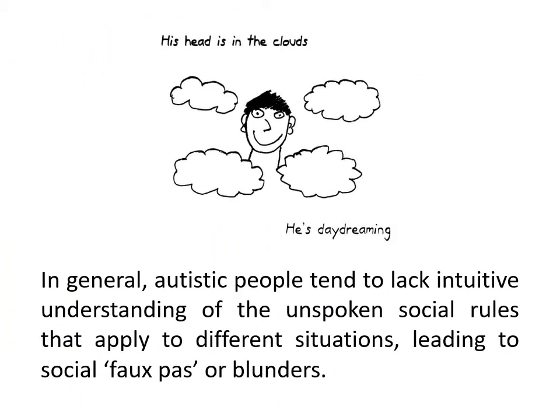So in general, autistic people tend to lack intuitive understanding of unspoken social rules that apply to different situations, leading to social faux pas or blunders or mistakes. For special people, because of their condition, they really lack that sense of understanding of social rules. So that's why we have to express what we want to say clearly in a manner that all people would understand.